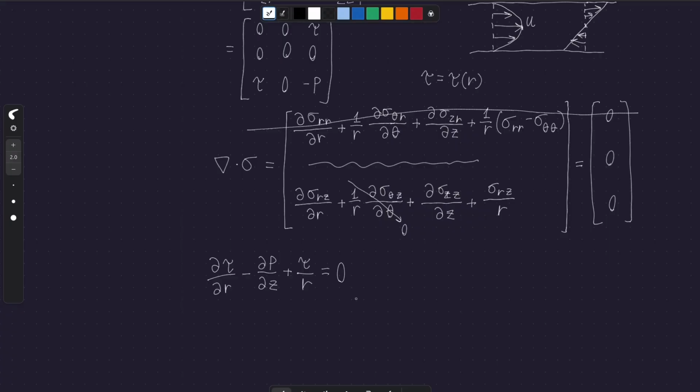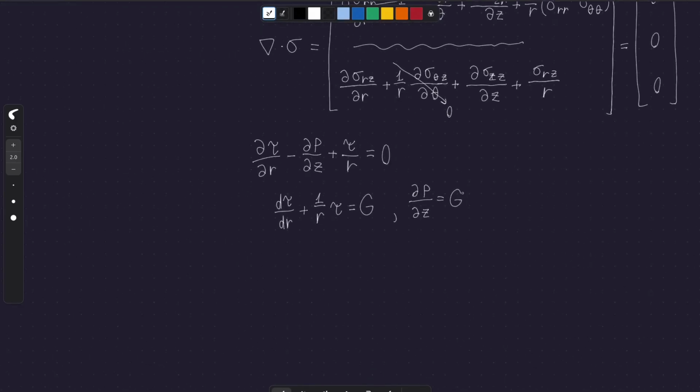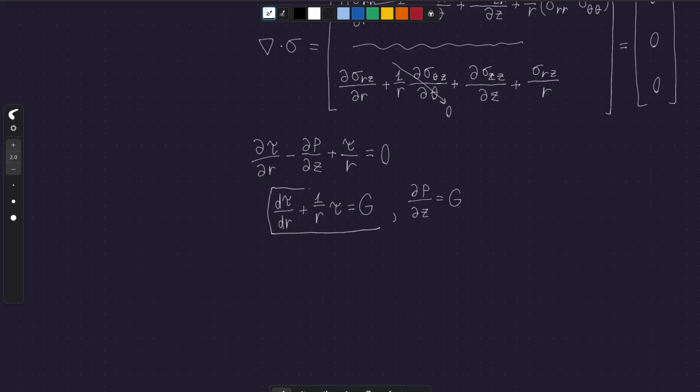We can rewrite this in a simpler way. Since this is only a variable of r, we can use the normal derivative. And here we have 1 over r, which is equal to g. I'll denote the pressure gradient as g. Okay, now we have a first order differential equation, which is linear and non-homogeneous. So this is quite straightforward to solve, right?